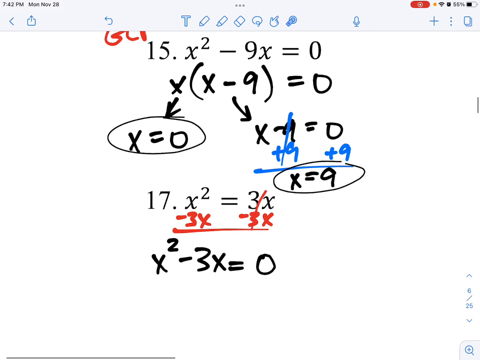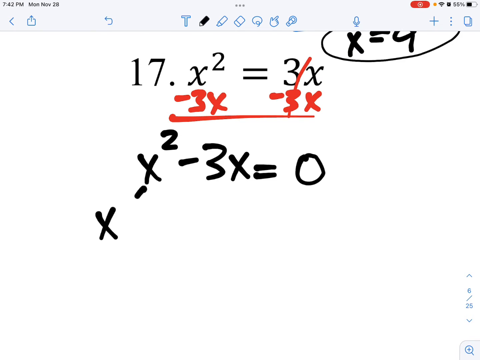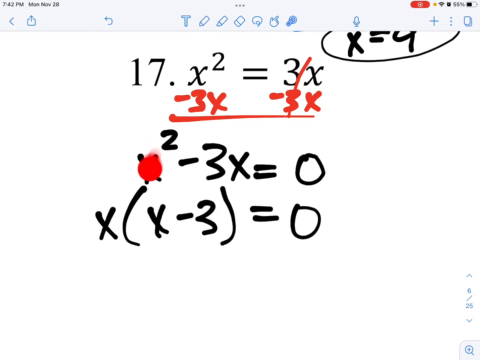Now it looks a lot like this problem, except it's not a 9, it's a 3. So I still think that there's a GCF in this one, just like the one we did above. This has x squared, this has x. The smaller of those is x. When you take x away from x squared, you're left with 1x. Keep the minus. It was 3x. You got rid of the x. There's a 3.